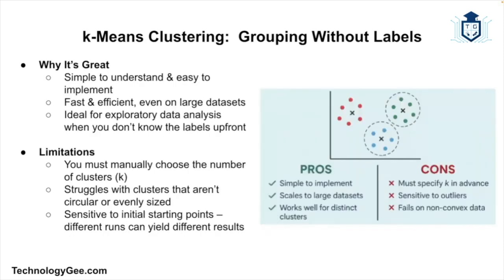Now, exactly why is this great? Well, it's easy to understand and implement, it's fast and scalable, and it's great for exploratory analysis. Its limitations are, well, you have to choose the K manually. It's not great for irregular cluster shapes, and it is sensitive to initial starting points.